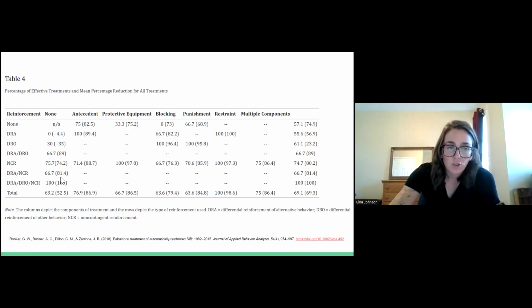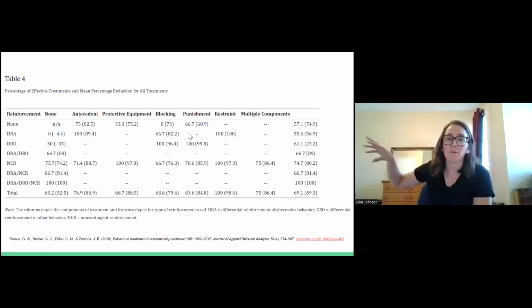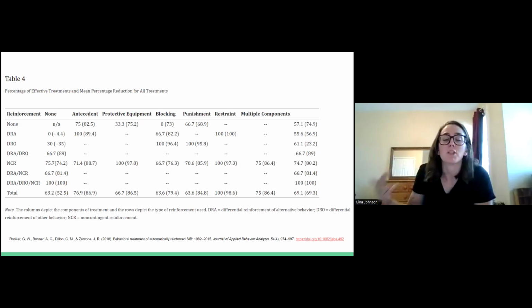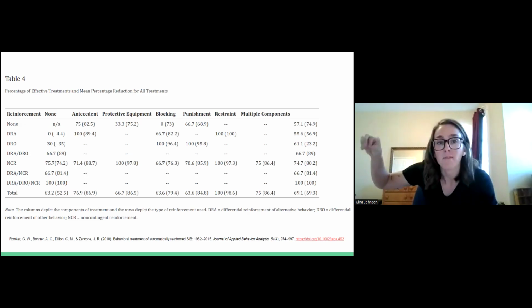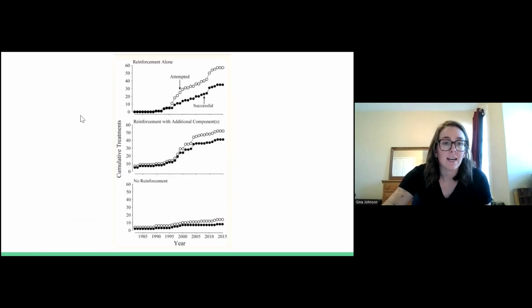So that's just to show, you can see here when DRA and NCR are combined, and then DRA and DRO and NCR. So you see this effect with the addition of components. Again, this is aside from the implications of using protective equipment, blocking, punishment, right? This is just to show that you typically see a jump in effectiveness when you add additional components to a treatment package.